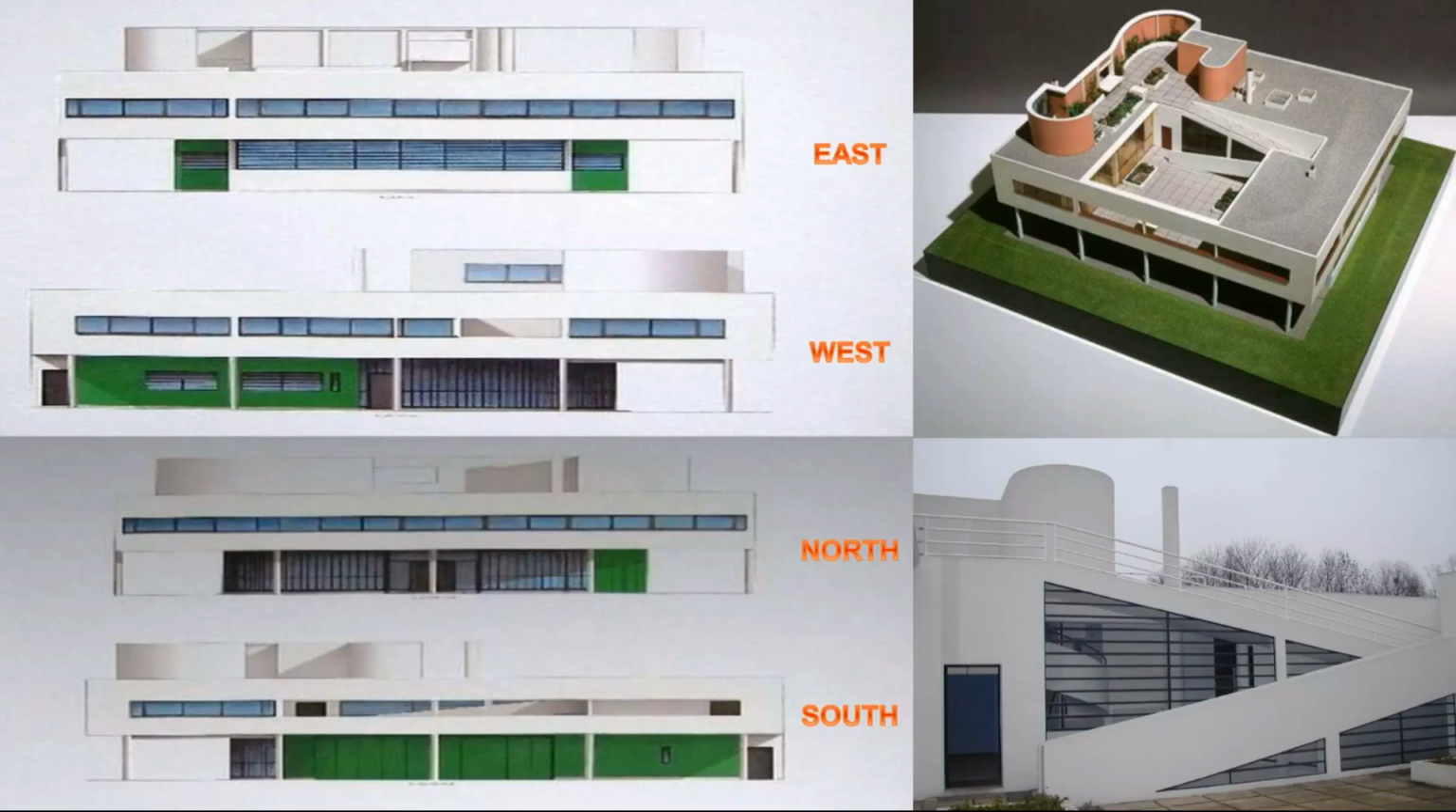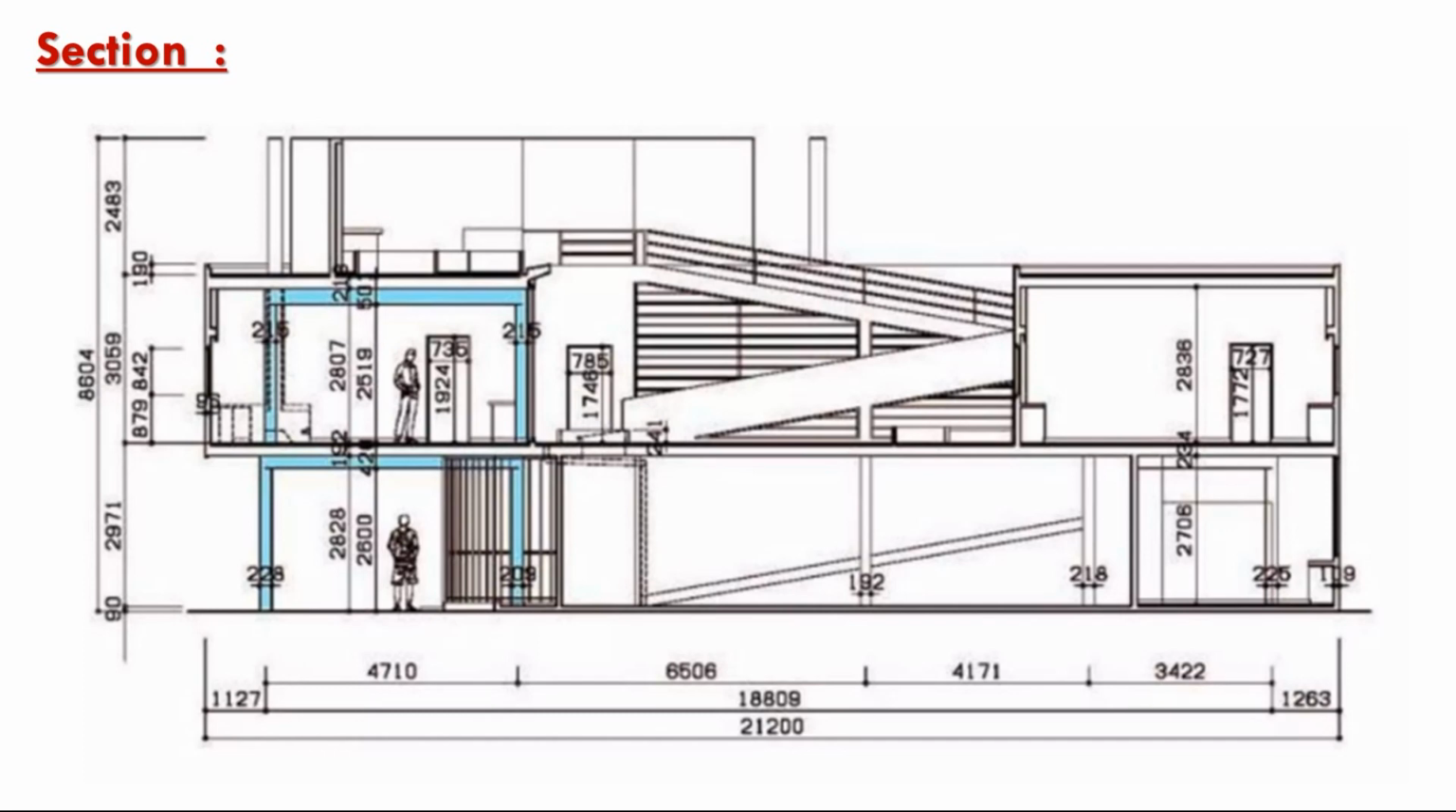Now coming to the elevation, one can see the 5 points of architecture given by the architect Le Corbusier, the pilotis, the terrace garden, and the ribbon window, which you can see in the elevation. If you want to study in detail, I have provided a section also.